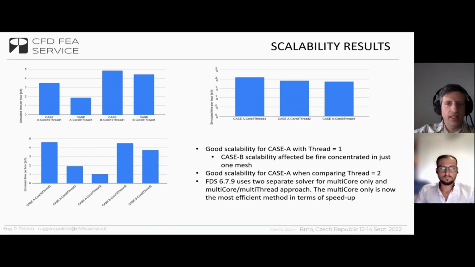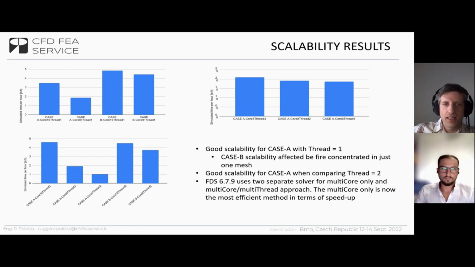We also got a similar scalability when we enabled multi-thread. With threads equal to 2, we got a scalability, so the simulation speed was increasing as we were increasing the number of cores. In this case, we had just 4 cores, 8 cores, and 16 cores, so simulation speed was highly increasing.